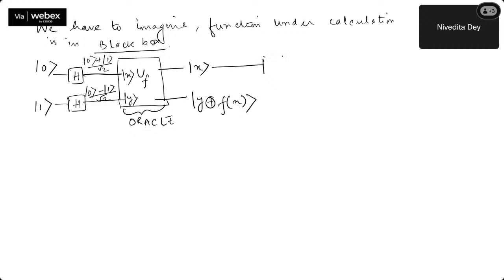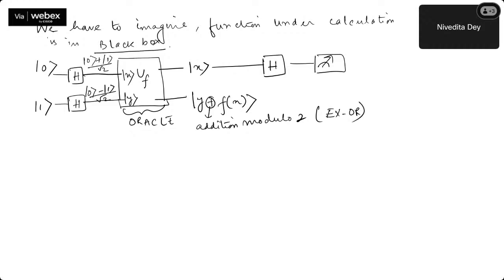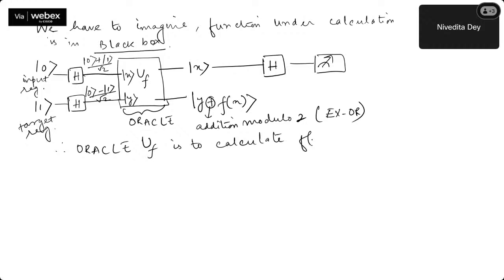Now I am applying another Hadamard only on the first qubit, and then trying to measure it. This symbol is addition modulo 2 or XOR, exclusive or, whatever you call it. So this ket 0 is the input register, and this ket 1 is the target register. And therefore, the oracle Uf is to calculate your f of x.